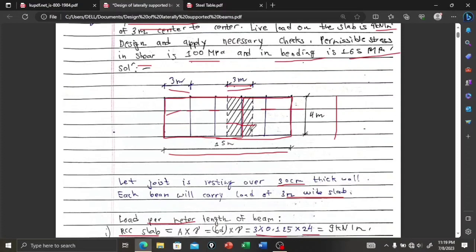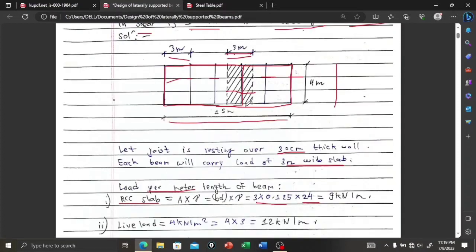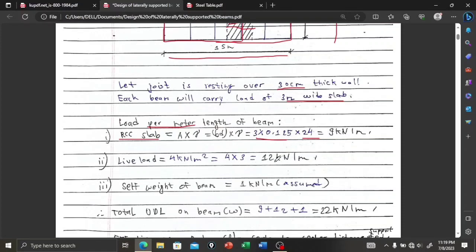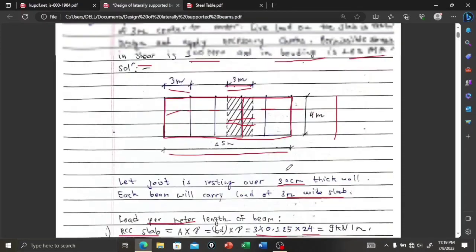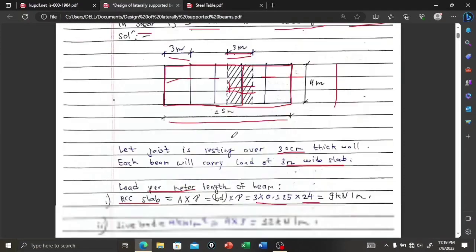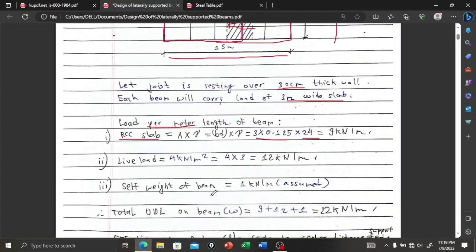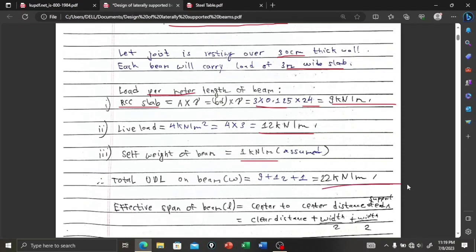Live load is 4 kilonewton per meter square. So for 3 meter it is 4 into 3, that is 12 kilonewton per meter. So it is per unit length, so per meter. Self weight of beam we assume 1 kilonewton per meter. So total load of beam is 9 plus 12 plus 1, it is 22 kilonewton per meter.